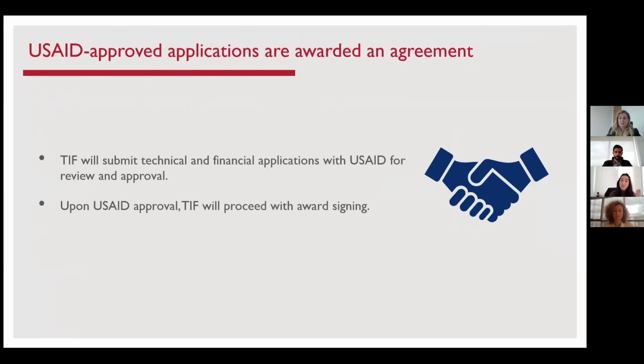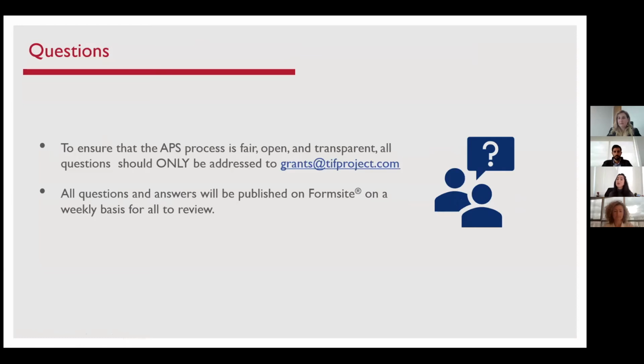After we get the green light, TIF will submit a technical and financial application with USAID for review and approval, and upon USAID approval TIF will proceed with the award signing. So to ensure that the APS process is fair, open and transparent, all questions, as we mentioned, should only be addressed to grants@tifproject.com no later than May 31st, and all questions and answers will be published on FormSite on a weekly basis for all to review.